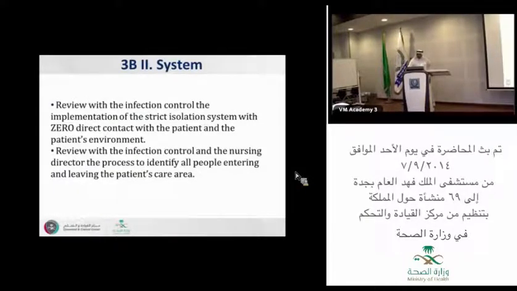Review with the infection control and the nursing director the process to identify all people entering and leaving the patient care area. So the nursing director should create that for you. What she came back to us with, she said, I want to create a logbook, sign in, sign out. And there was a sign in, sign out sheet. Nobody is allowed inside the room without signing in, and nobody leaves the room without signing out. That was very important. Why? Because if there is a breach in the infection control, we will know who was exposed, and we will know who to survey in case of a confirmed case and more cases coming out.